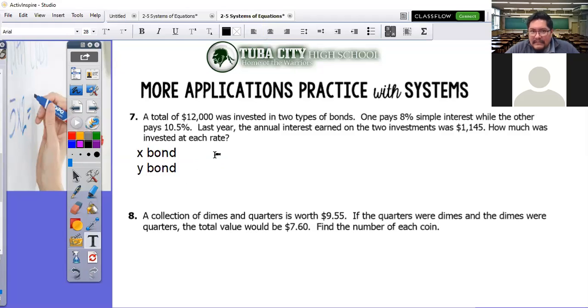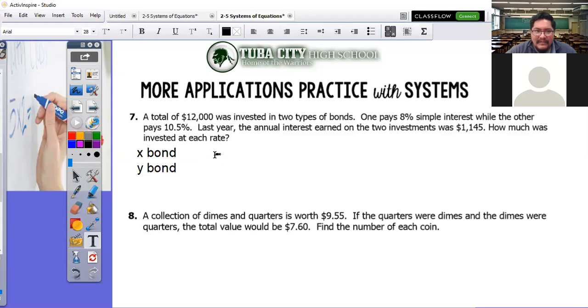So this basically means a type of investment. Again, we just have X and Y to keep it simple. One pays 8% simple interest while the other pays 10.5% interest. Last year, the annual interest earned on the 2 investments was $1,145. So how much was invested at each rate?